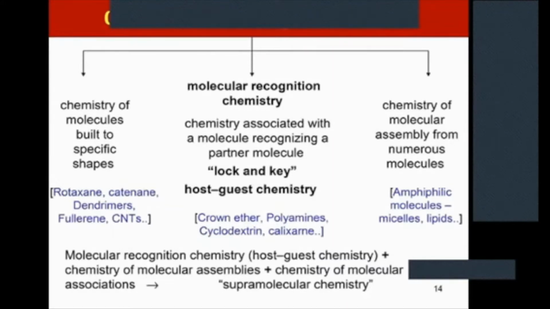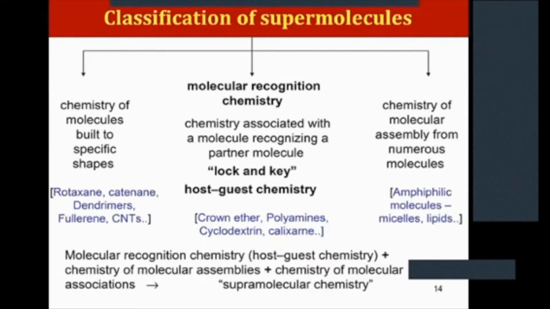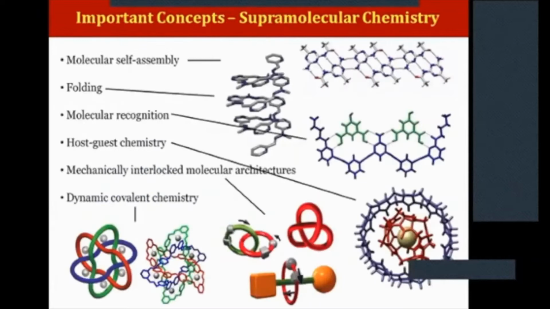So these are some of the important concepts we shall see one by one. Molecular self-assembly, how they assemble together, folding, like our DNA which folds by itself, then molecular recognition to recognize various analytes, host-guest chemistry, mechanically interlocked molecular architectures, and finally dynamic covalent chemistry.